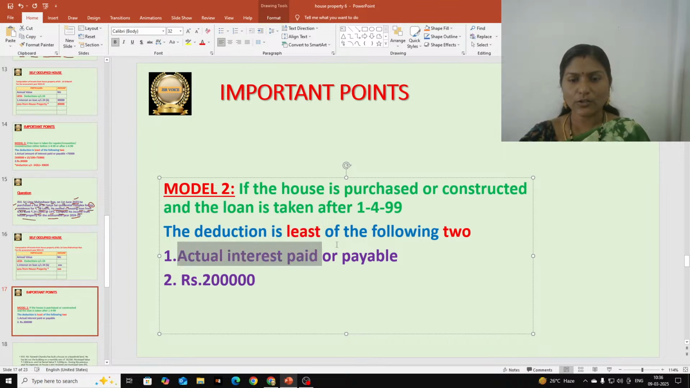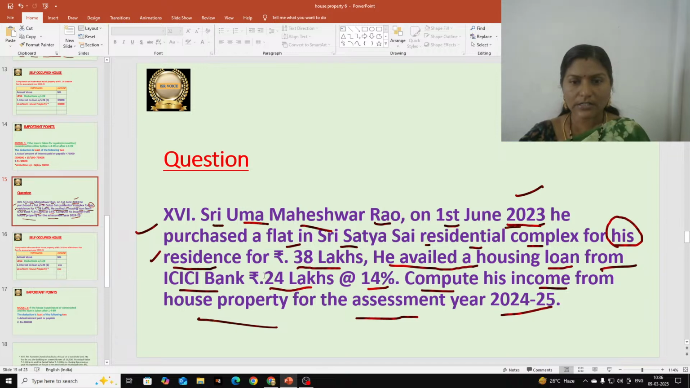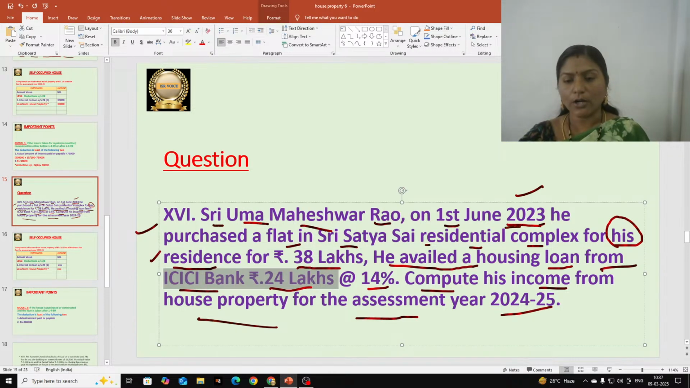First one is actual interest paid or payable. We should calculate that. Sometimes directly that will be given in the question, sometimes we should calculate. So see the question. Loan is taken how much? 24 lakhs from ICICI Bank. We are not bothered whether the loan is taken from ICICI Bank or any other bank. How much loan is very, very important. So 24 lakhs and 14% interest.